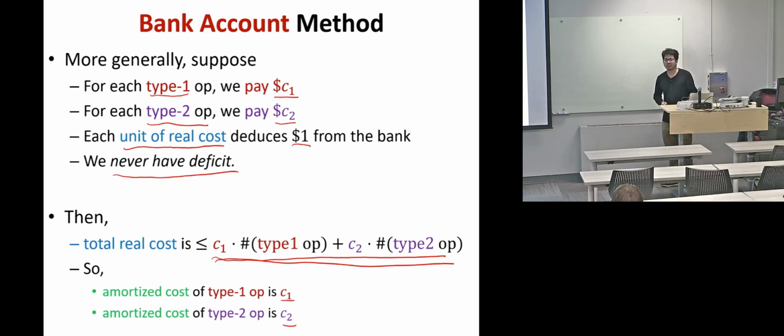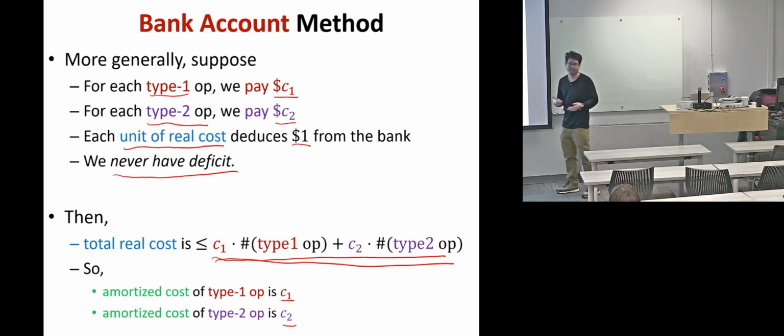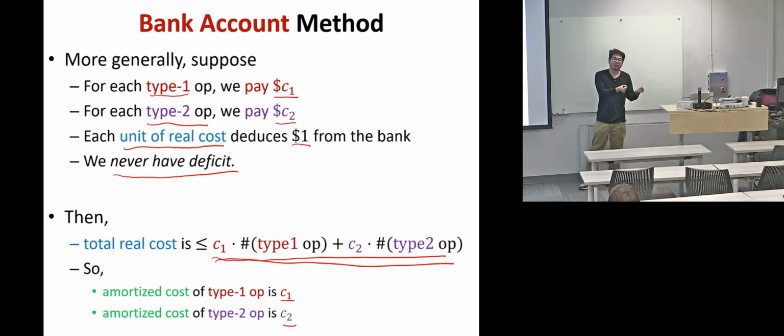So from now on, you can use this bank account method and just imagine that if this operation costs C1 to the bank, then you deduce that the amortized cost for this operation is C1. If another operation costs C2 per operation to the bank, then the amortized cost is C2.